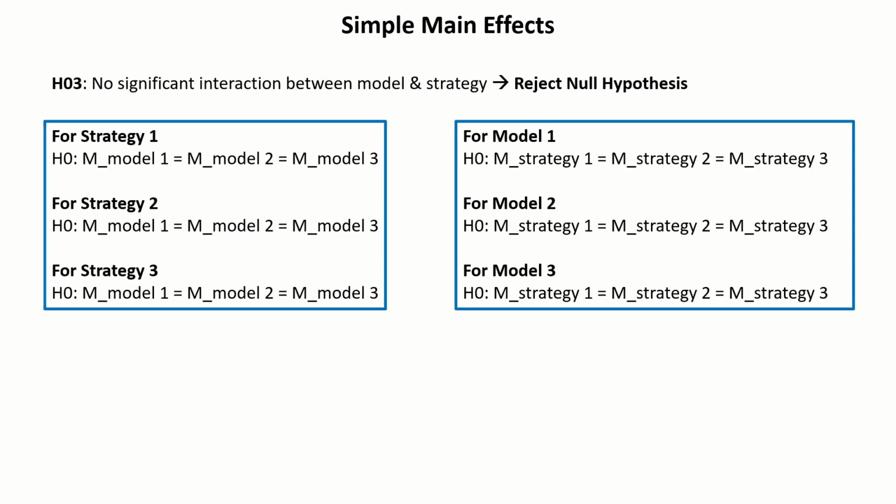However, if we reject the third null hypothesis and there is an interaction effect, then we would perform a simple main effects analysis. In this analysis, we hold one independent variable constant and then test the means for the other independent variable. For example, in the first case, we hold strategy constant, and for each of the three strategies, we test the means between the three models. In the next case, we hold the model constant, and for each of the three models, we test the means between the three strategies. So with this, let's get down to the SPSS implementation.